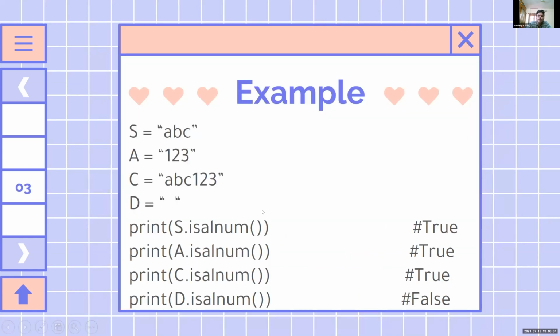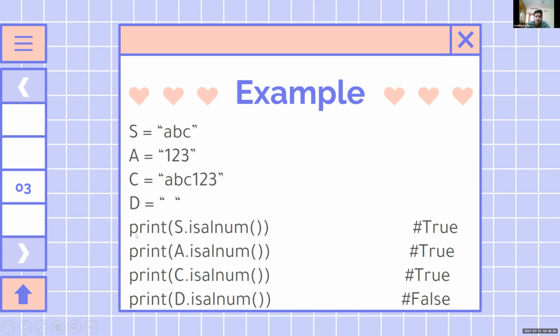The example is we give s is equal to ABC. Here all are alphabets. The next one we give another variable a is equal to 1, 2, 3. Here in the string, all the characters are numbers. Another variable is c, that is ABC 1, 2, 3, a combination of both numbers and alphabets. And the next one is d, which is just a blank space.